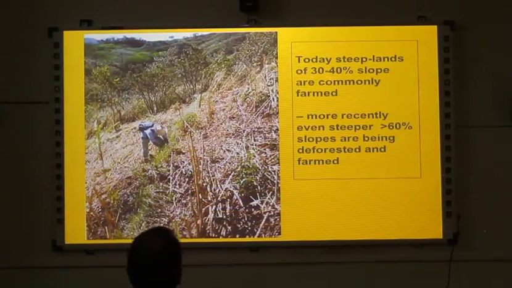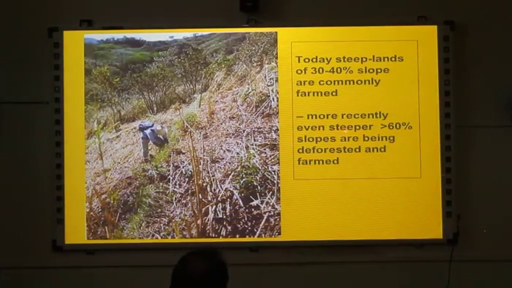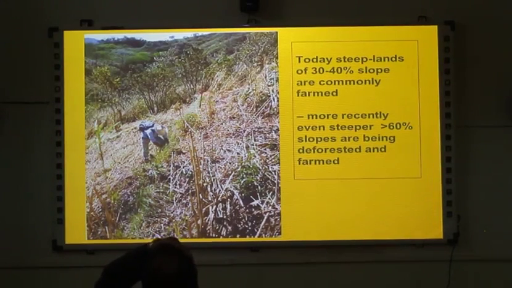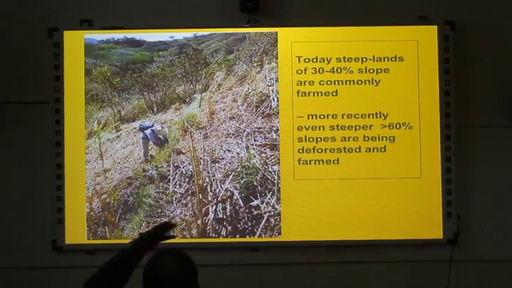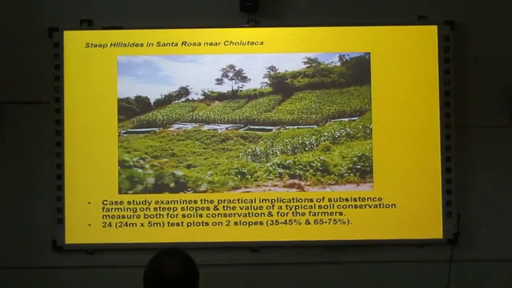Today it's common to get farming on very steep slopes, and even steeper slopes are being forested and farmed. This is not unusual. You can see that's a live barrier going into place there. This is our test plots. These are the less steep ones at Santa Rosa, which is down in the south of the country near a place called Choluteca, at the end of the Choluteca River.